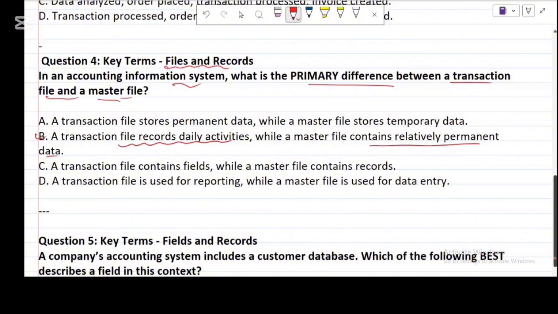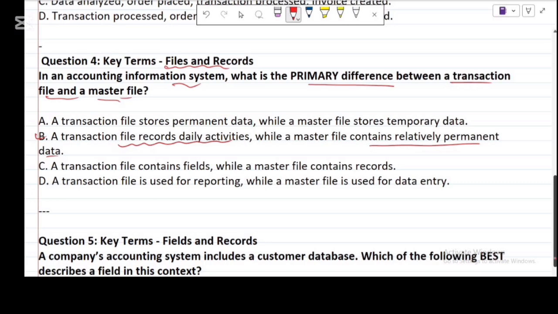So when we're talking about an accounting system, the transaction file records daily activity, and we have discussed that it is used for sales, purchases, or payments, and it's updated frequently on a daily basis. So your daily sales records, your daily payments, etc. On the other hand, if you look at the master file, it contains relatively permanent data, such as customer details, supplier information, and account balances, which are updated less frequently but used as references.